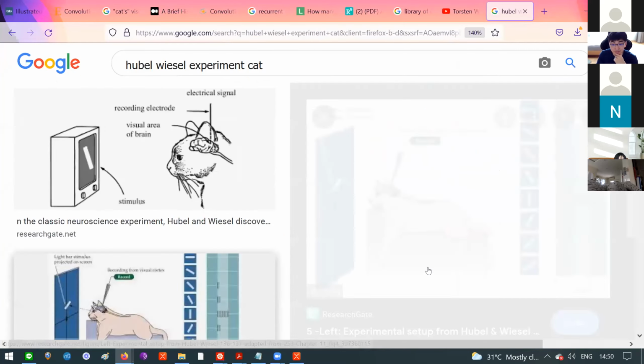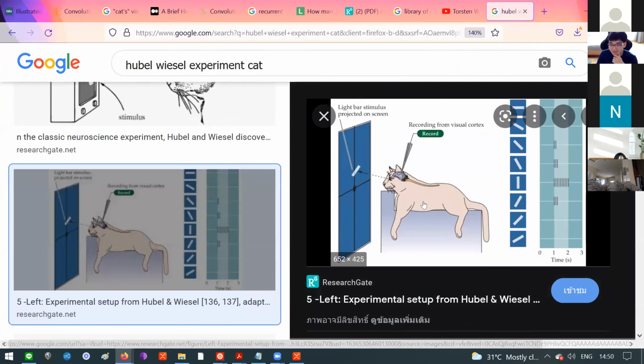Okay, this is what they did. They stick a cap, a real cap. This is in 1958, 1959. Stick the electrode to the back of the visual cortex, and make sure the cat doesn't go anywhere. So maybe paralyze it temporarily. This is, you know, still humane. And show a different picture. Show a different picture, okay?